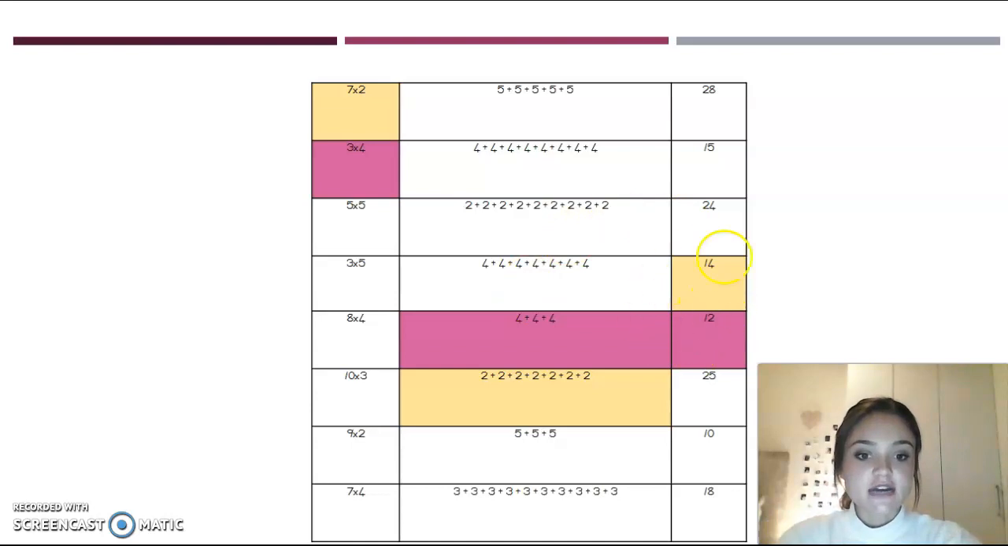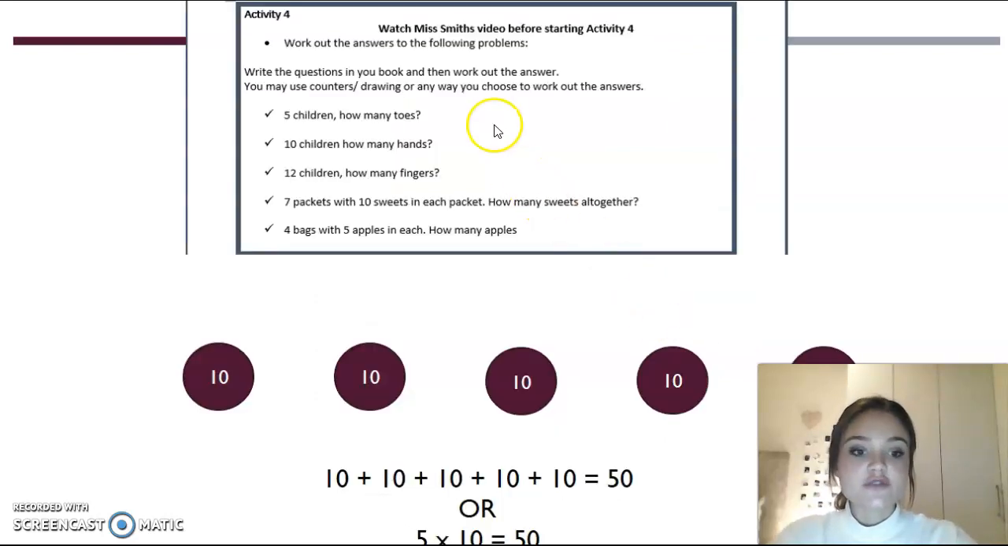Very good. Now you look for your answer and you color that in. So continue doing that for the rest of the activity. Then, boys and girls, I want you to focus on activity 4. We have touched base on this in our number sense books.